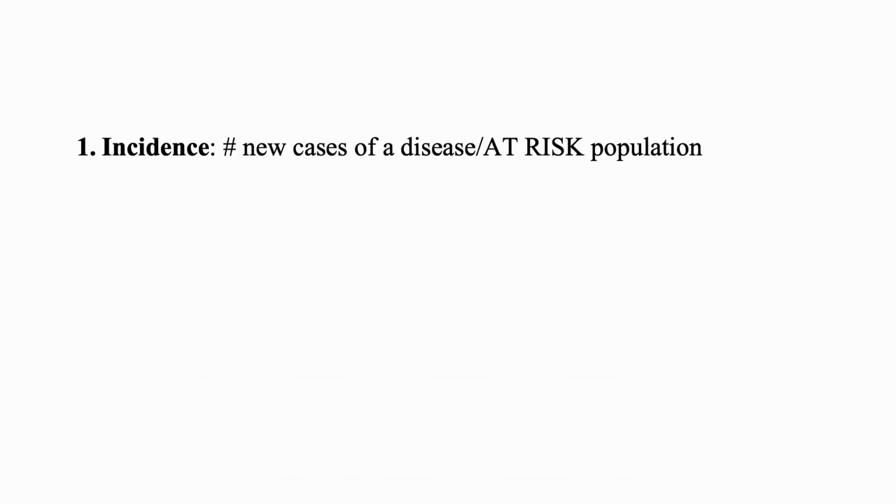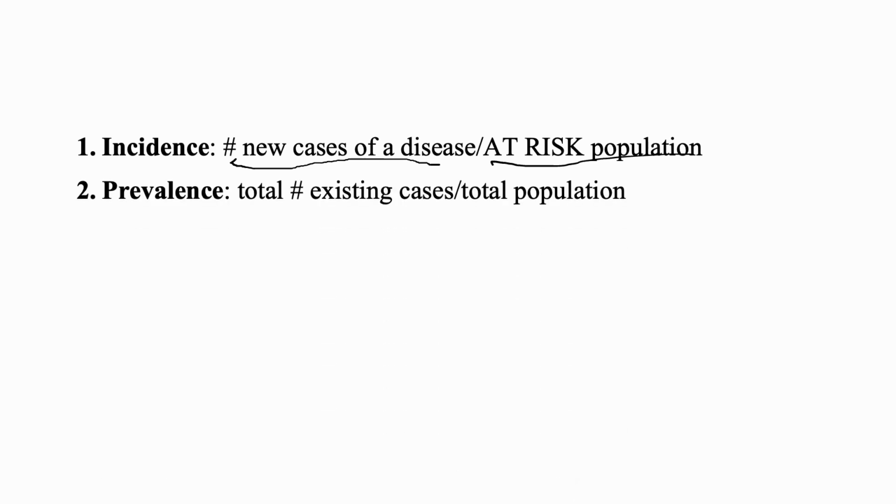So, starting off with a quick definitions refresher. Incidence will be your number of new cases of disease over your at-risk population, whereas prevalence will be your total number of existing cases over the total population.